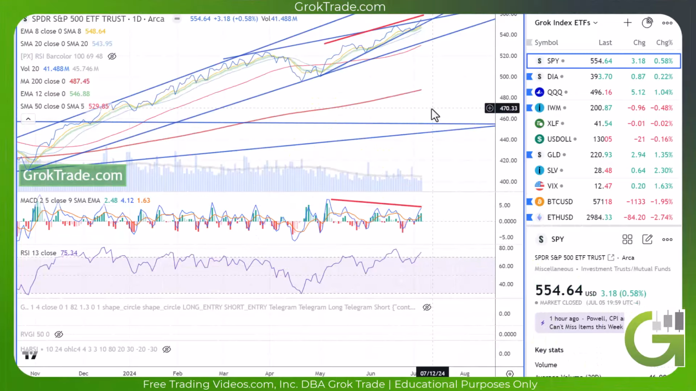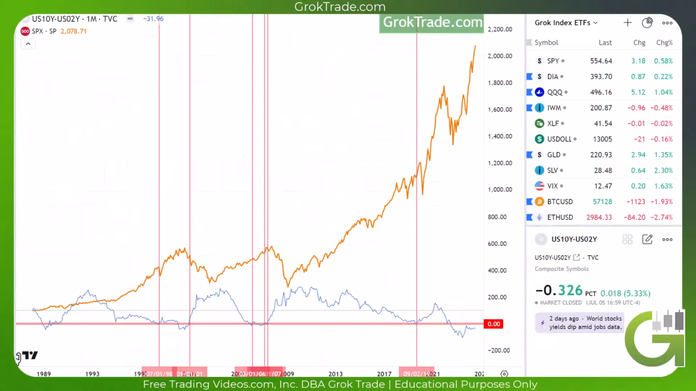Okay, first thing I'm gonna do is teach you guys. That's what we do very well as mentors. And first thing I'm gonna do is show you the inverted bond yield inversion. It's the bond yield inversion between the 2-year and the 10-year bond yields.